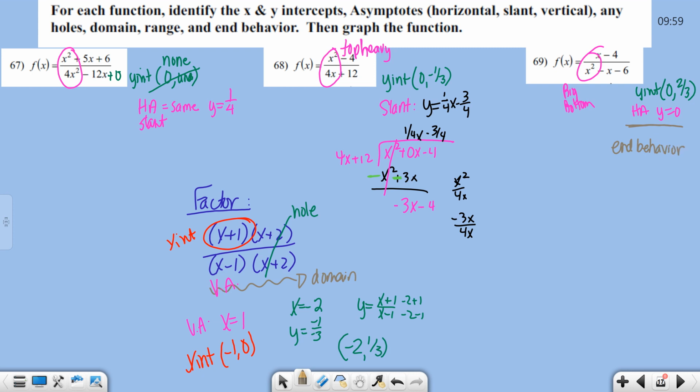So for 69 and for 67, you're going to go to 0 for the end behavior for 69, and you're going to go to 1/4 for your end behavior for 67. Cool. After that, if it's a slant asymptote, for the end behavior, one side is going to go to positive infinity and one side goes to negative infinity because you're sketching a line. There you go. Follow the path of that line.